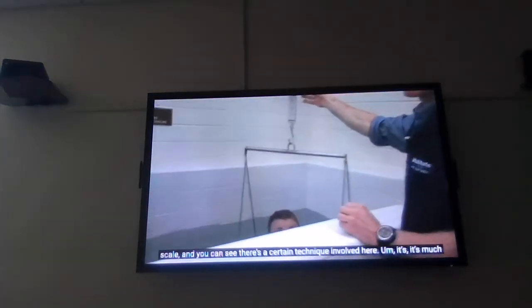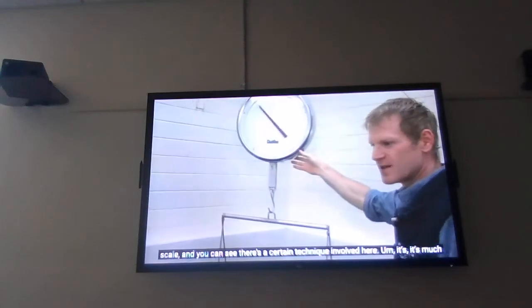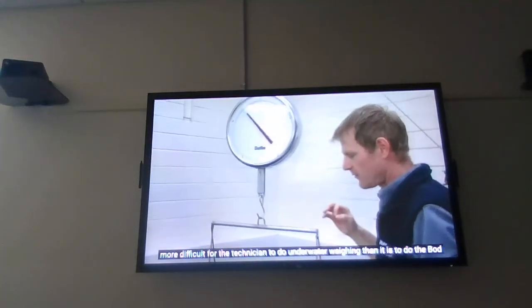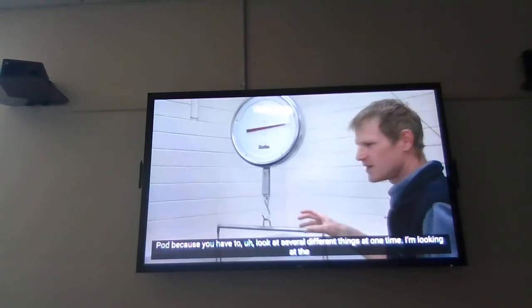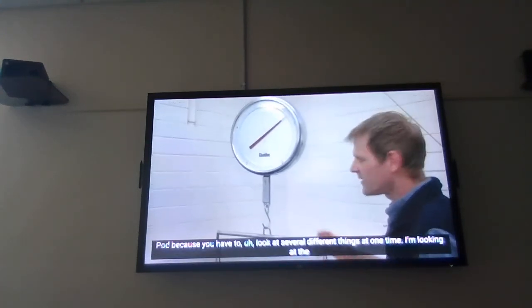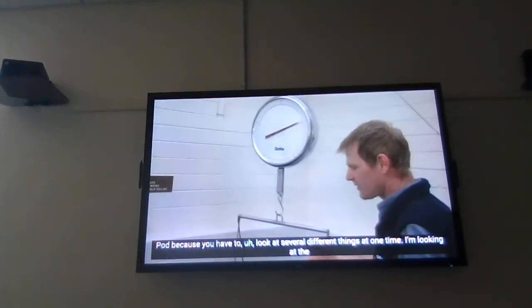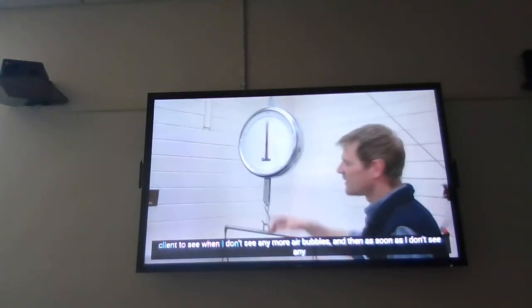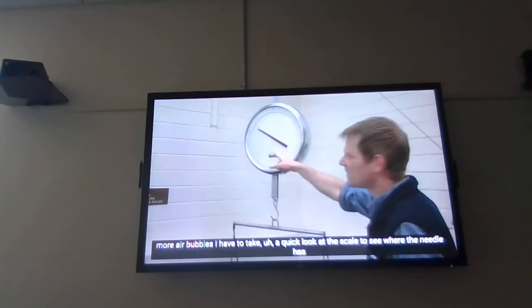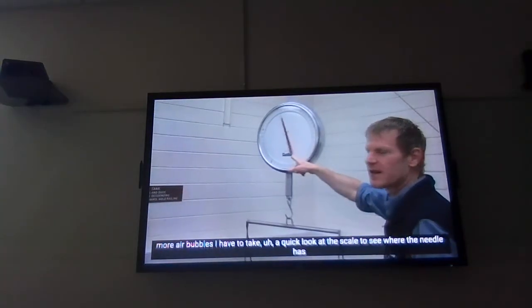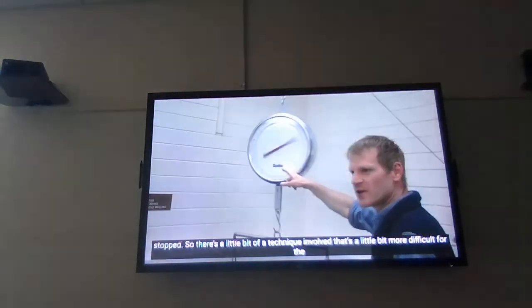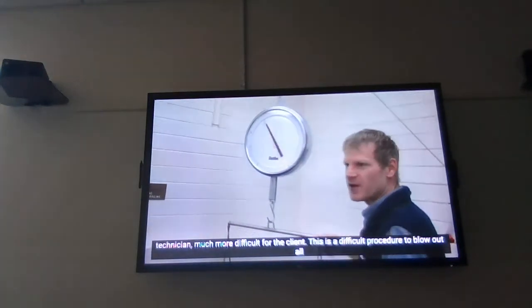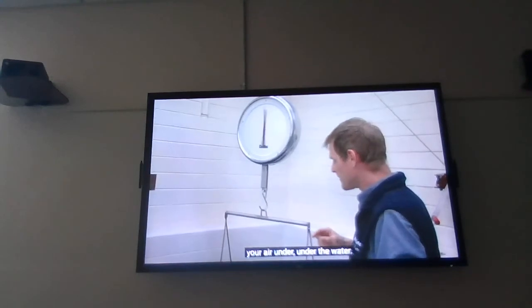You can see there's a certain technique involved here. It's much more difficult for the technician to do underwater weighing than it is to do the Bod Pod, because you have to look at several different things at one time. I'm looking at the client to see when I don't see any more air bubbles, and then as soon as I don't see any more air bubbles, I have to take a quick look at the scale to see where the needle has stopped. It's a little bit more difficult for the technician, much more difficult for the client. This is a difficult procedure to blow out all your air under the water.